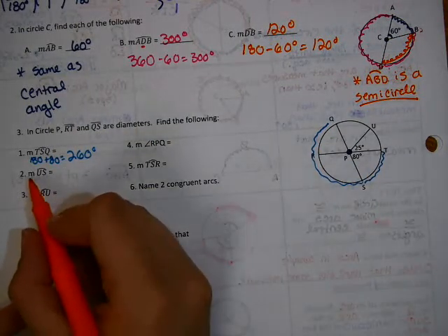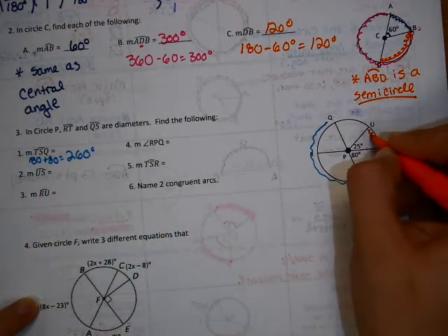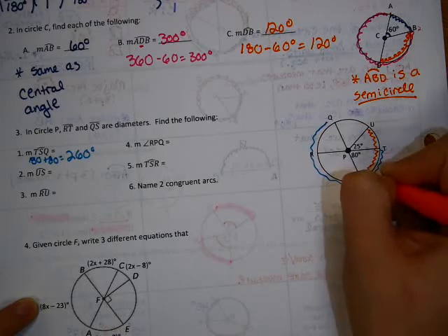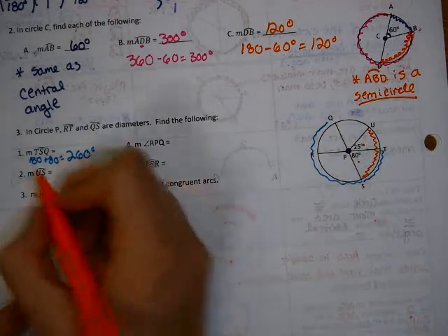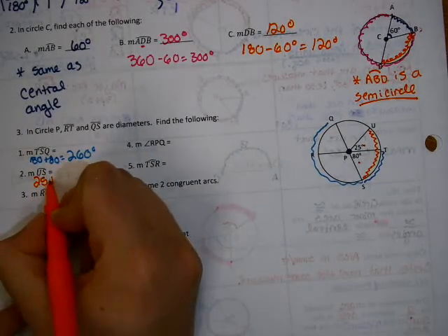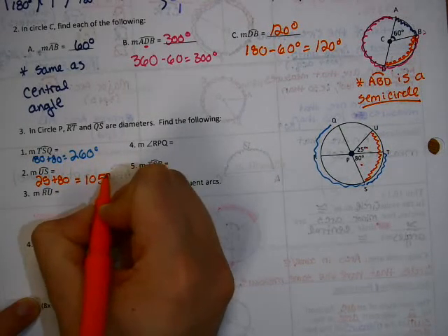All right, let's look at US. To find the measure of US, I'm going to use the arc addition postulate where we have 25 plus 80, and I'm left with 105 degrees.